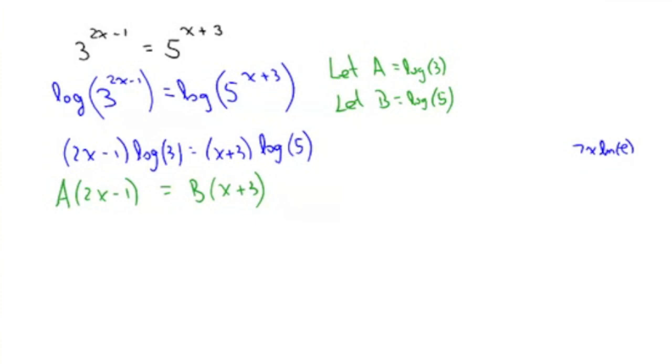Solve for x, of course. Distribute out both of them. So this is 2ax minus a is equal to bx plus 3b.